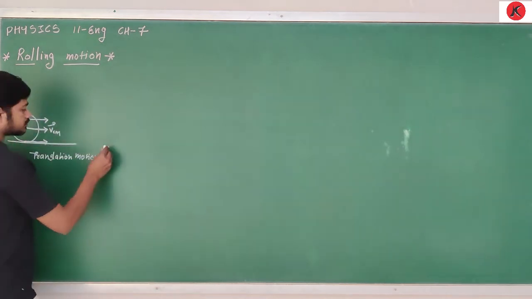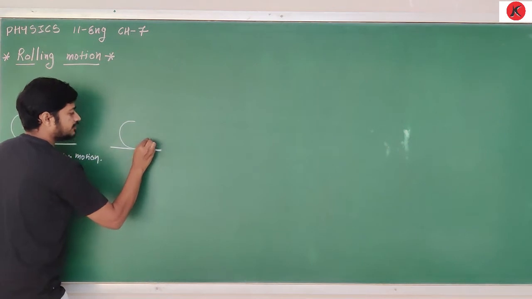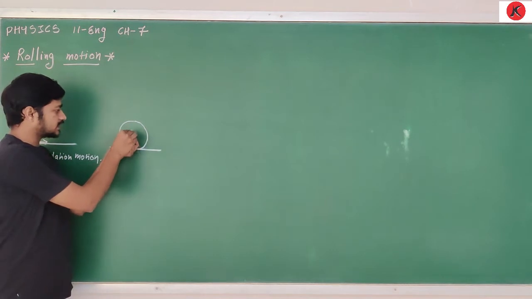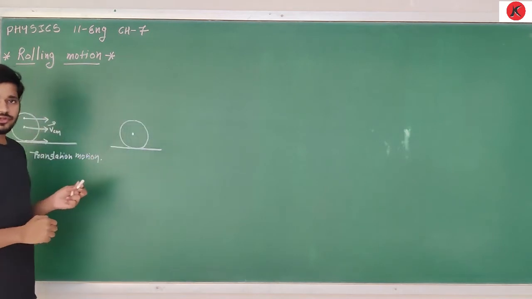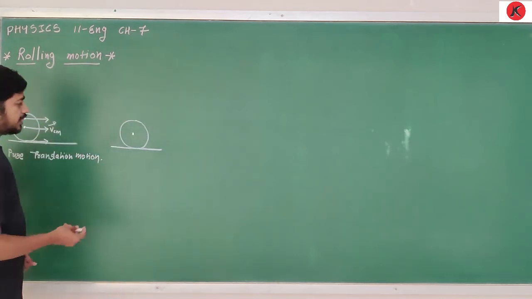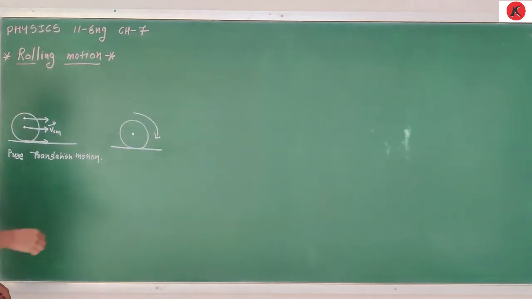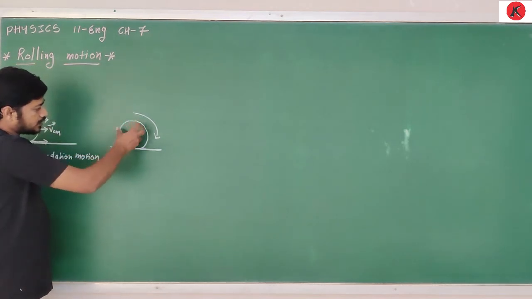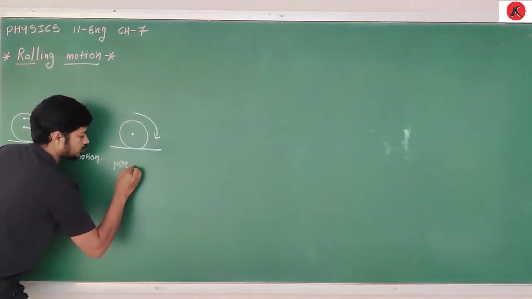Okay. Next, if it is a disk and about this axis it is performing motion like this, in clockwise or in anti-clockwise direction. For example, it is performing rotational motion in anti-clockwise direction. It is rotating like this. Clear? Then it is called pure rotational motion.